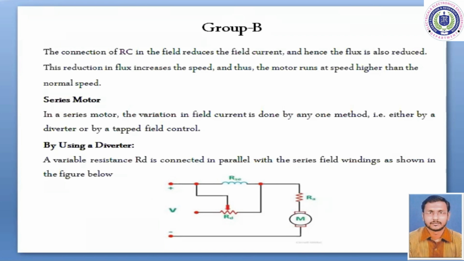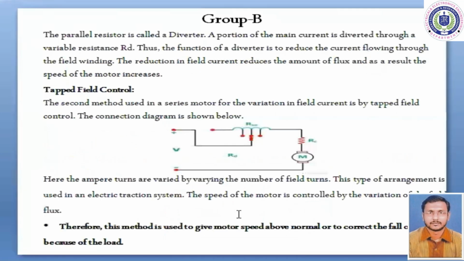As you can see, in case of diverter, we insert a variable rheostat in parallel with the field, and with the help of this we control the value of field current so that we can control the speed. Again, in the tapped field control method, we change the value of field current by tapped field control.